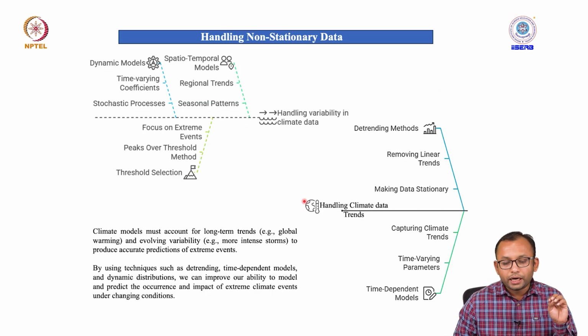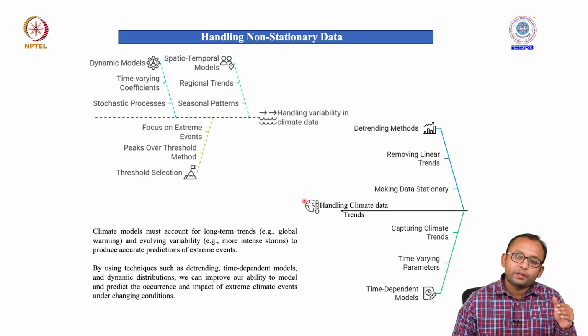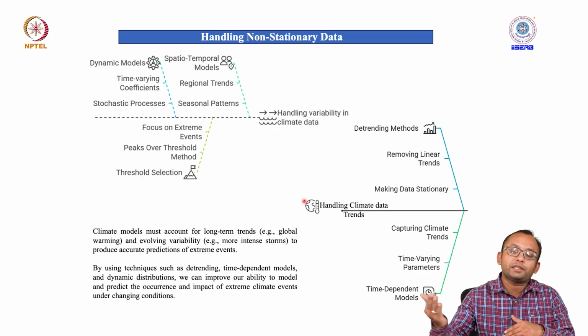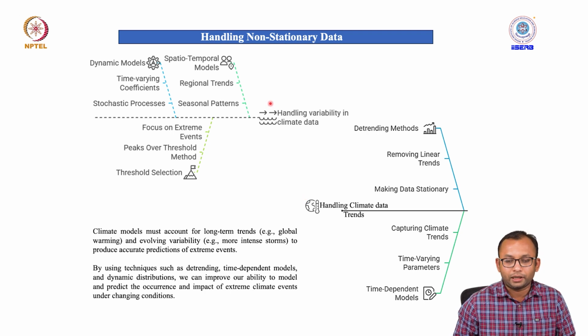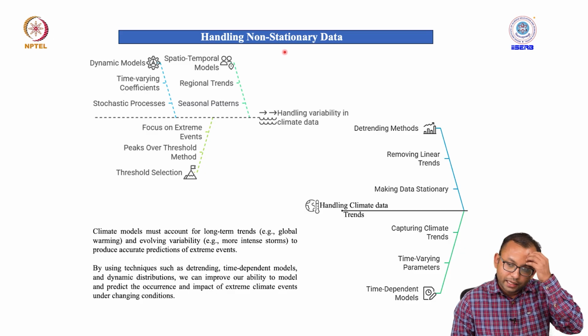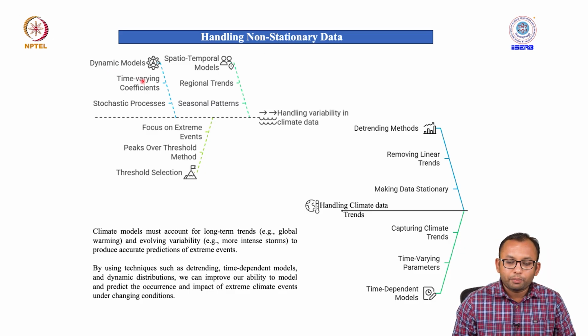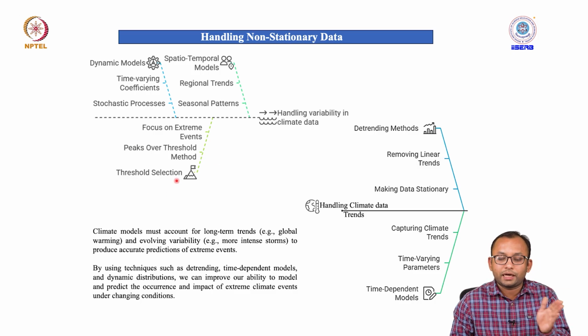So, once you know that there is a non-stationarity in the data set, you can sense it if there is any trend in the data, or any breakpoint, or any sudden change in the statistical behavior of the data set. That is basically called the non-stationarity condition of the data. So, how do we handle the non-stationarity in the data set? We can use dynamic models, time varying coefficient models, or spatial temporal models, or we can decompose the regional trend or seasonal pattern, or we can focus on the extreme events by applying peak over threshold methods or threshold selection methods to remove the non-stationarity conditions in the data set.